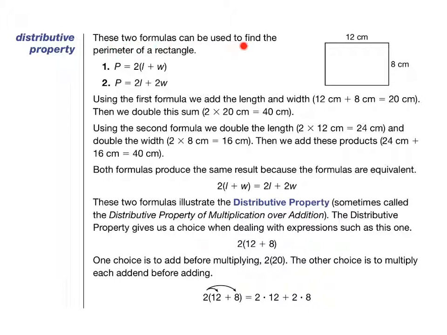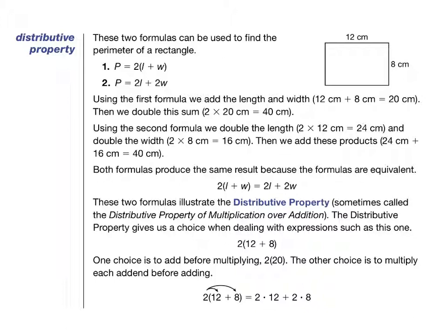These two formulas can be used to find the perimeter of a rectangle. The perimeter, capital P, is equal to 2 times, in parentheses, length plus width. Also, the same formula can be written differently: 2 times the length plus 2 times the width. If we use the first formula, we add the length and the width together first: 12 plus 8 is 20, and then we multiply by 2. 2 times 20 is 40.